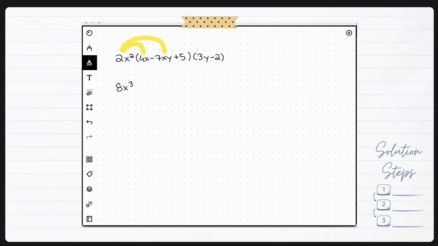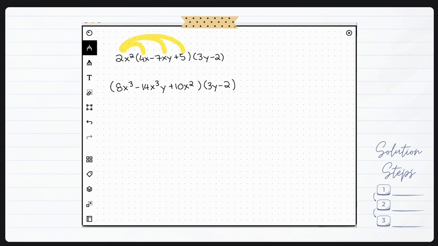Then we're going to multiply that next term, 2x squared times negative 7xy, which is going to give us negative 14x cubed y. And we're going to distribute to the next term, 2x squared times 5, which is going to give us 10x squared. Let's close off that parentheses. And now times 3y minus 2.